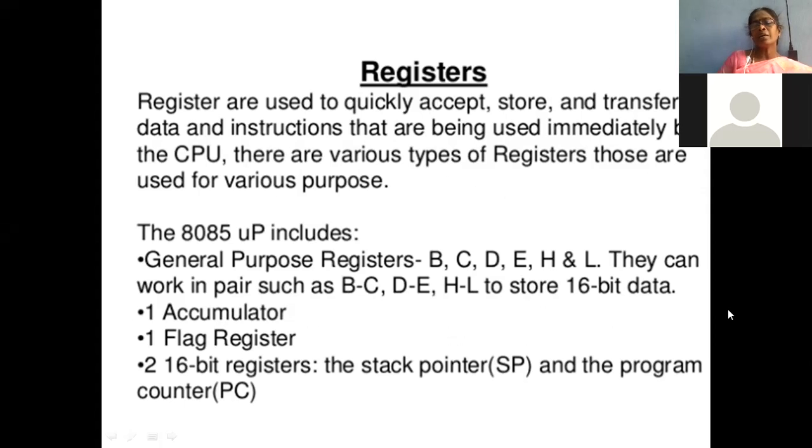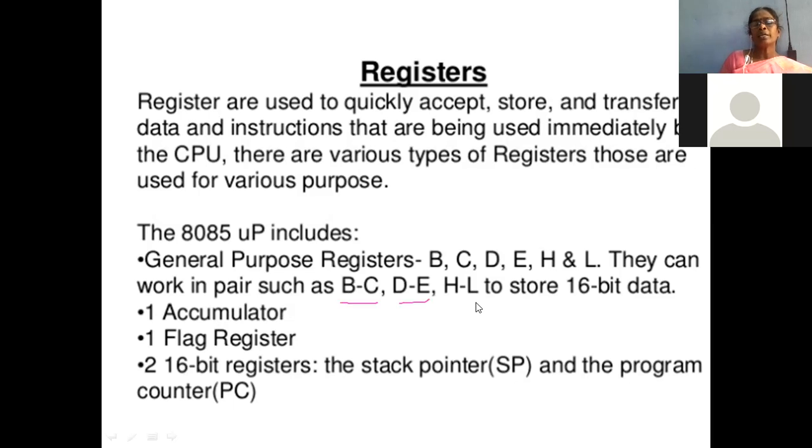So they can work as a pair. I already said that the B register is an 8-bit register and the C register is also an 8-bit register. In order to make it a 16-bit register, they can be combined together so that we can use it as a register pair. So we have the BC register, DE register and HL register, right? In order to store 16-bit data.